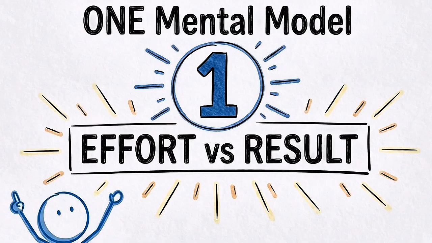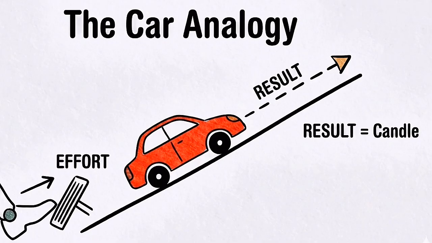Now here's the single most important idea in this entire video. To read volume correctly, you only need one mental model, just one: effort versus result. In the market, effort is volume, how much energy, how much money is being used. Result is the candle, how far price actually moved. Think of it like pushing a car up a hill. Your foot on the gas pedal is the effort. How far the car moves is the result.